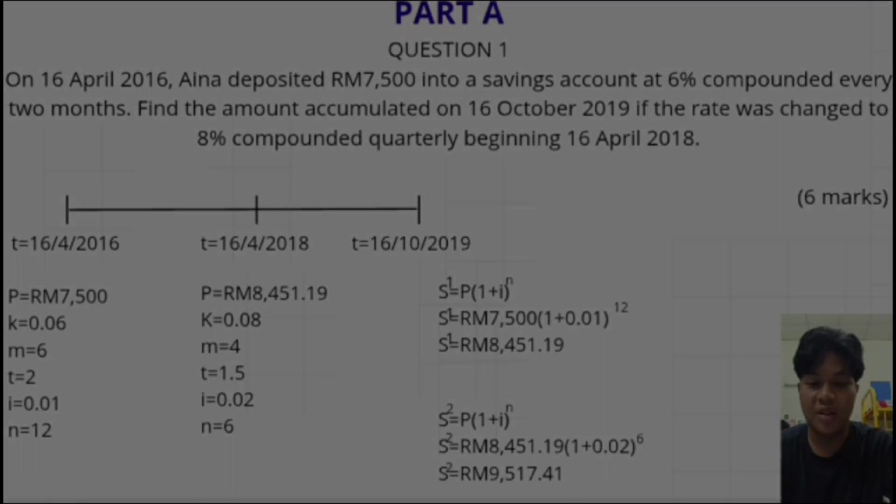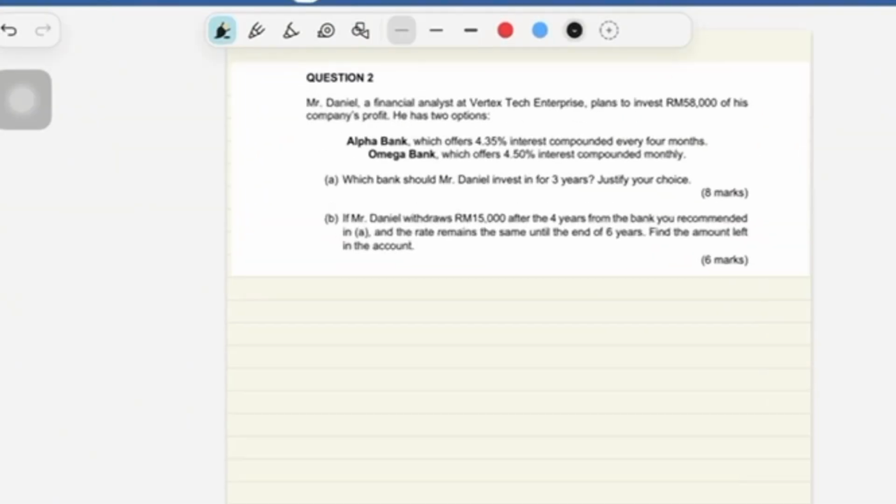9,570.41 ringgit. Hi, my name is ANNUITY, and I will explain to you about the MAT project for Set A, question 2. Let's go. So I'm going to explain question 2.